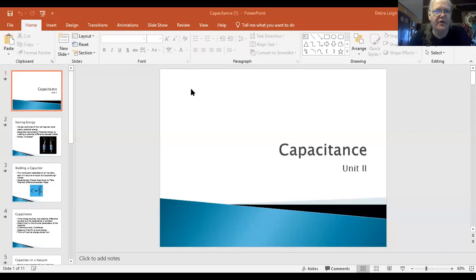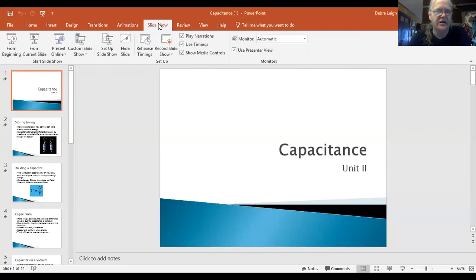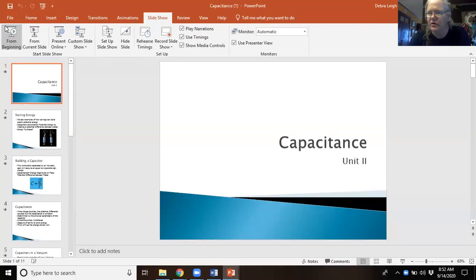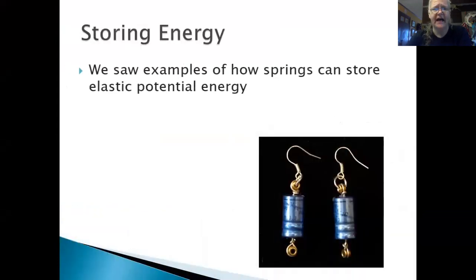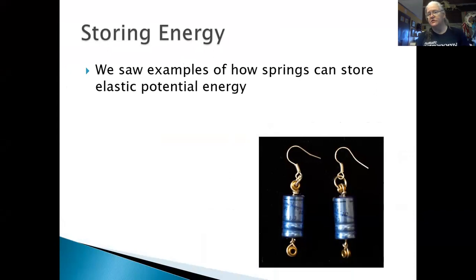Okay, so we're going to finish up with our last set of notes here for Unit 2, and that is on capacitance. We've been talking about capacitors sort of indirectly this whole time, so now we're going to talk about them directly. Capacitors' main purpose is to store energy. They are basically the electrical equivalent of springs.